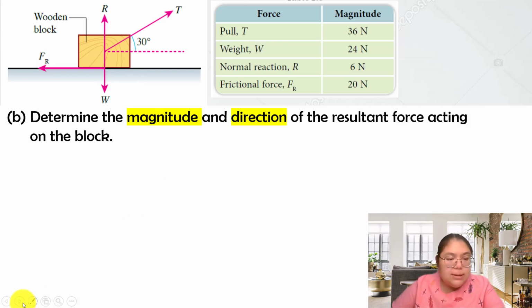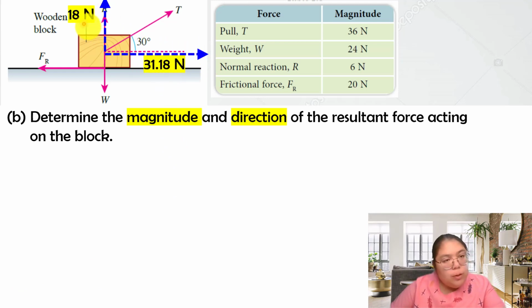Okay, let's see the equation. We go to the forces first. This one is Fx, which we found just now. After that we have Fy, which goes up. Then we get the readings: going to the right is 31.18, then going vertical is 18 Newton. Now we need to find out the final resolution.